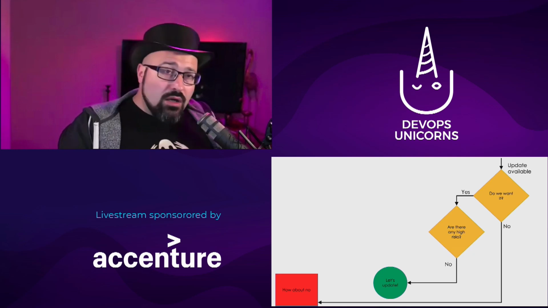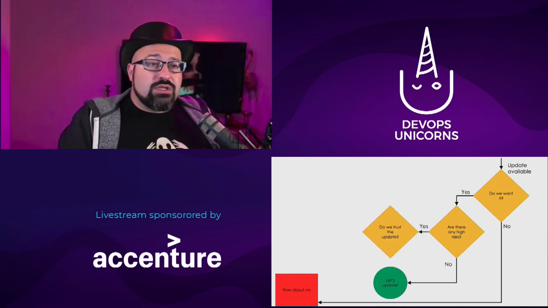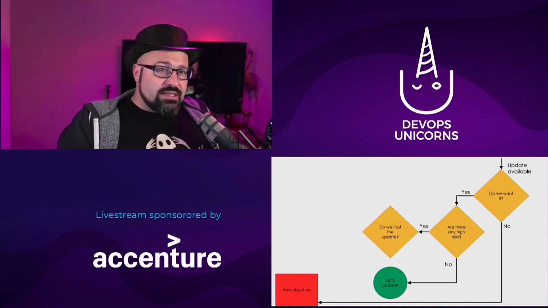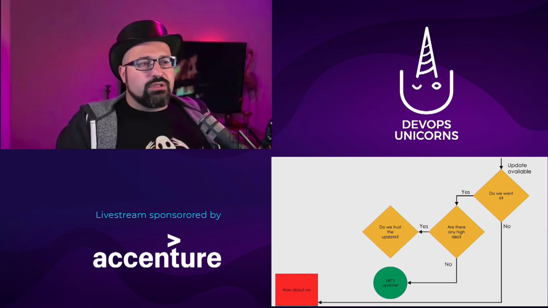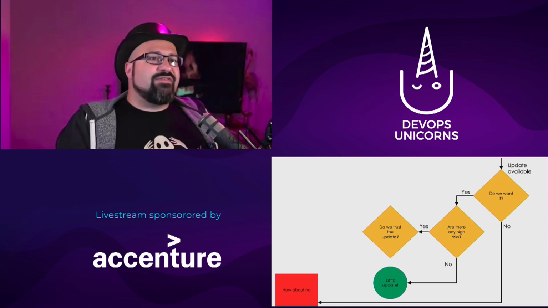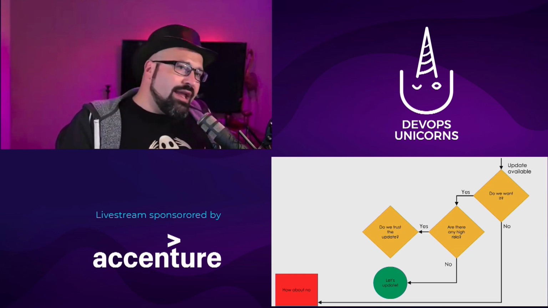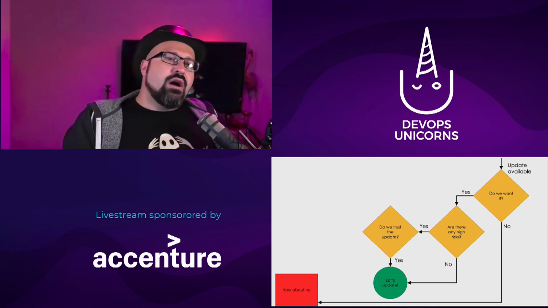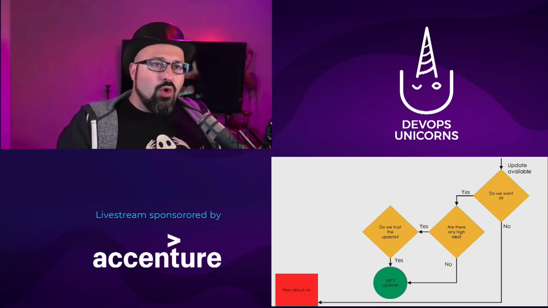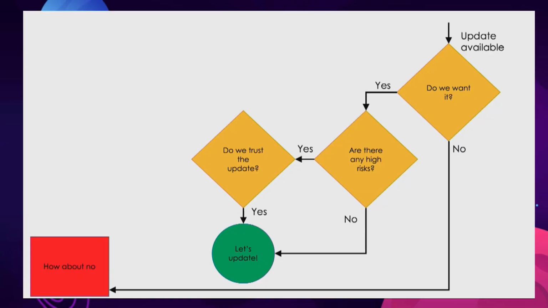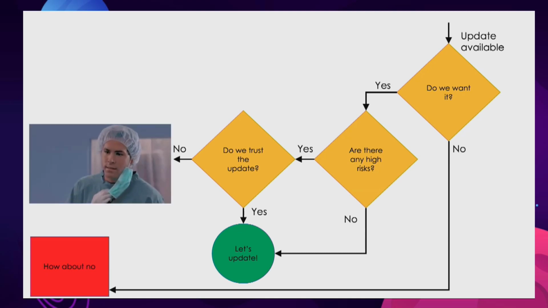If there are high risks, the next question will be, do we trust the update? Or put it another way, do we trust the vendor of this update that this update won't break anything? Today I have a very hard time finding an example of a relationship in which you reply yes to this question. And this is the biggest problem in our industry. We don't trust our vendors. And the question is why?